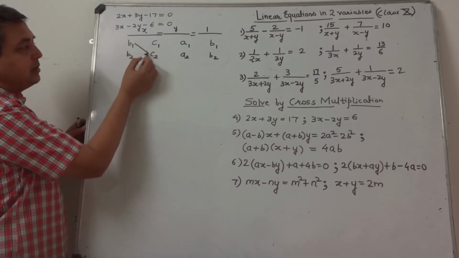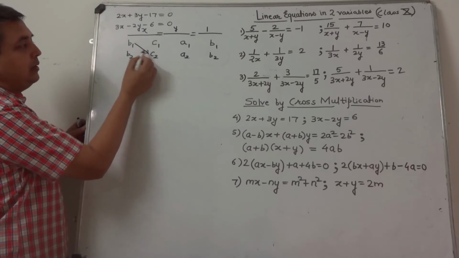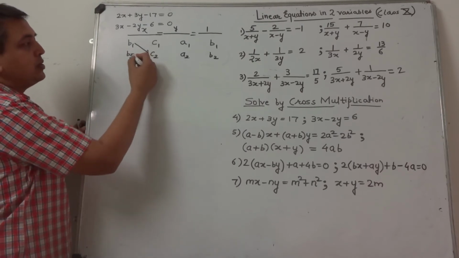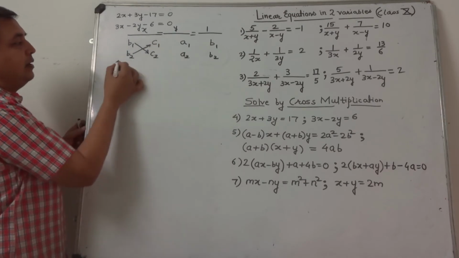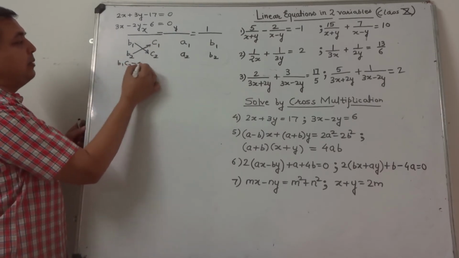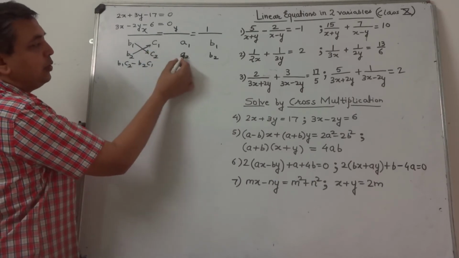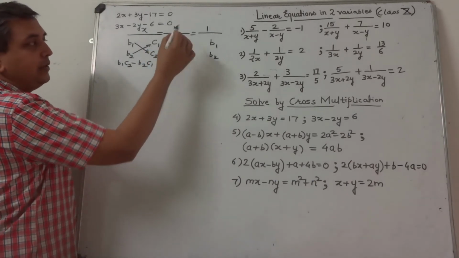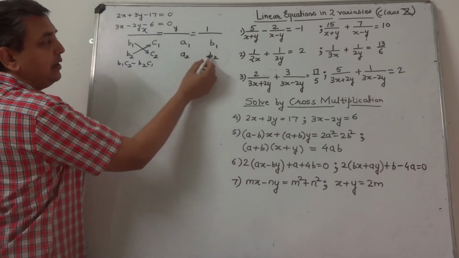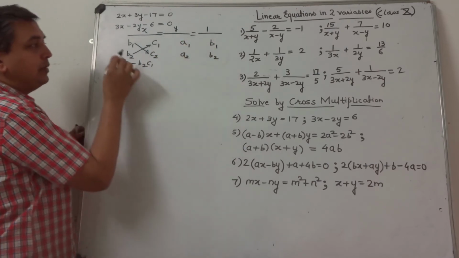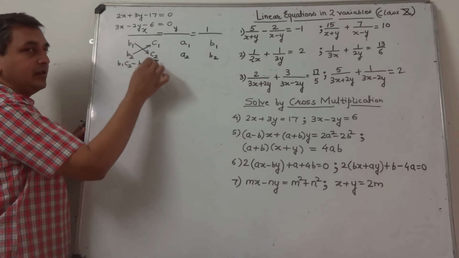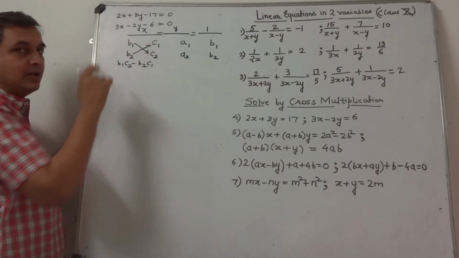Now if we learn this properly, what we have to do here is, we have to multiply this first: B1 into C2 minus B2 into C1. B1 C2 minus B2 C1. Here what we do, C1 into A2 minus C2 into A1. And here we do A1 into B2 minus A2 into B1. So learn this sequence: this multiplication minus this multiplication.